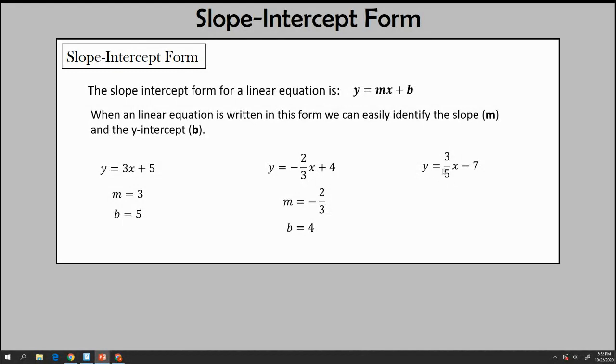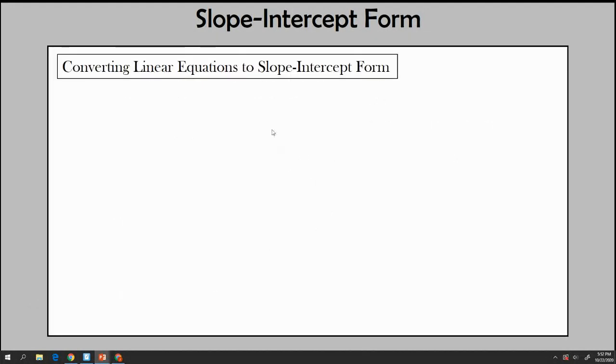Last one, is it solved for y? Yeah, it's solved for y. The number multiplied by x is 3/5. That's my slope. The number that's attached to that, minus 7, means my y-intercept is at negative 7. So y equals mx plus b is a form we like to use a lot.